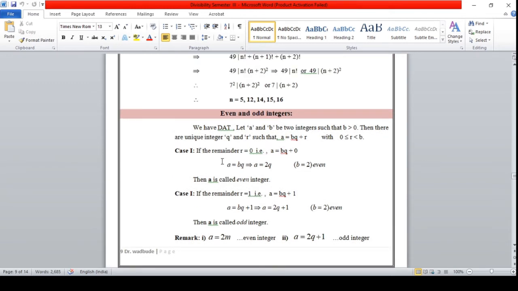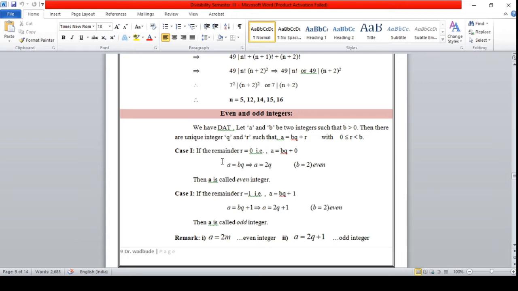Hi friends, welcome back to even or odd integers. We have already understood that even integers mean 2, 4, 6, 8, and odd integers mean 1, 3, 5, 7, and so on. Here, even and odd integers are defined by the DAT, the Division Algorithm Theorem. This is the statement of DAT.